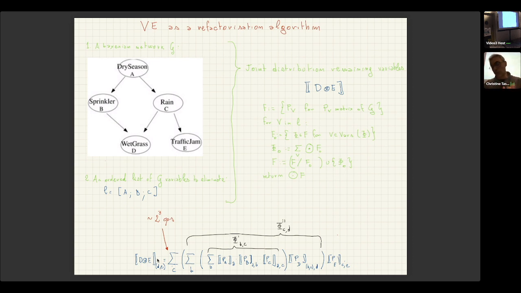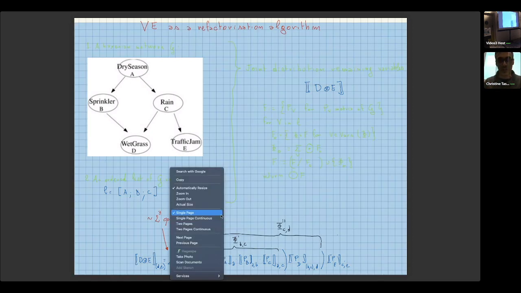Of course, not all orders are efficient in the same way. There are some that are as inefficient as the naive way. As for example, if you take C, B, A, you will get 2 to the power of 5 basic operations.